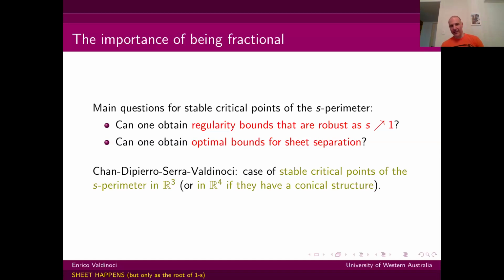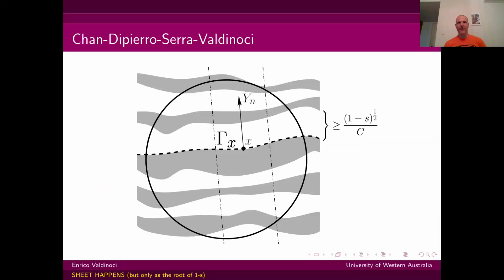This is the paper we have with Hardy, Serena, and Joachim. We focus on the case of stable critical points of the s-perimeter in R3, or maybe in R4 if they have conical structure, because in R4 with a conical structure, you can quotient out one dimension, since you argue at the level of the sphere. But just for simplicity, let's think about two-dimensional surfaces in R3 that have zero non-local mean curvature and are stable with respect to the s-perimeter functional.